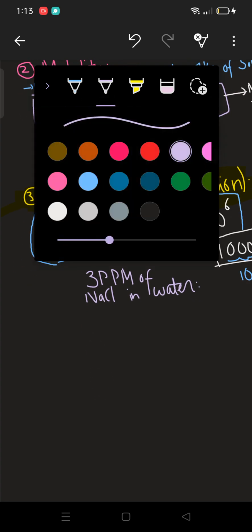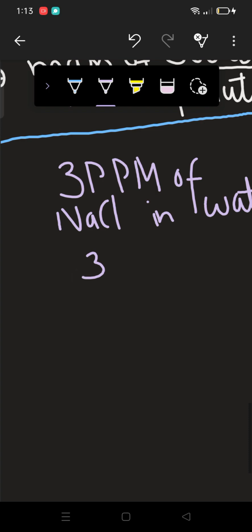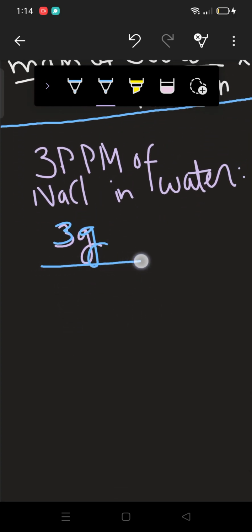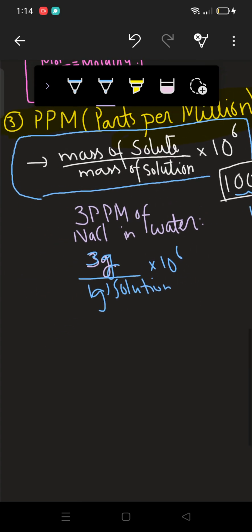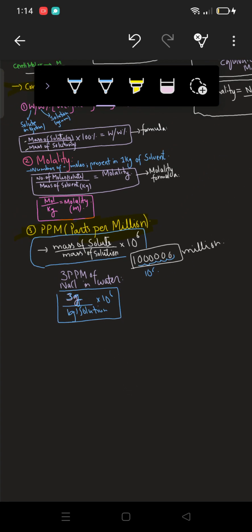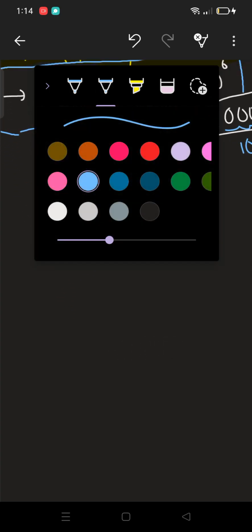Now it represents 3 gram of solute dissolved in some gram of solution into 10 to the power 6. Now what does it represent? Basically 3 gram of solute is dissolved in 10 to the power 6 gram of solution. Let me write this here.